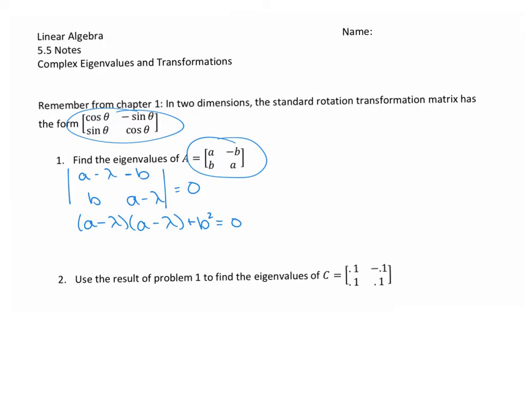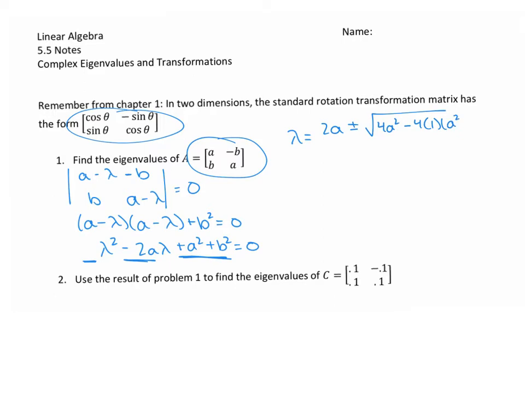This I have simplified to lambda squared minus 2a lambda plus a squared plus b squared. So we want to find a solution for this, and we're going to use the quadratic formula to do that. So lambda is our variable. For the quadratic formula, we have a, b, and c. So I'm going to have lambda equals 2a plus or minus the square root of b squared, 2a squared is 4a squared, minus 4ac. c is that entire constant, a squared plus b squared, all over 2. Well, 2a, but a is 1.